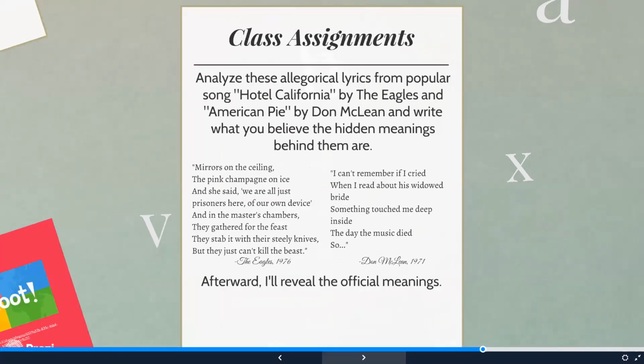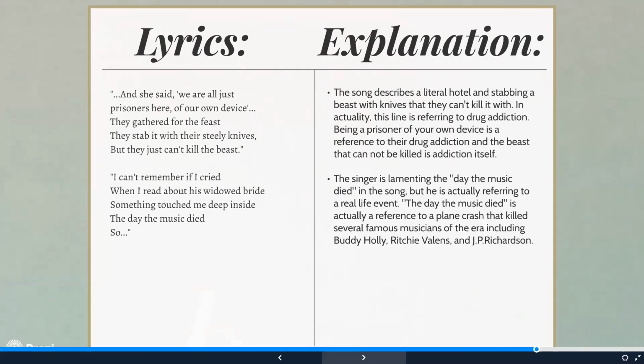So here you're going to analyze these allegorical lyrics from the popular songs Hotel California by the Eagles and American Pie by Don McLean, and write what you believe the hidden meanings behind them are. So these are the lyrics. When you look at the explanation, you can see the details here.